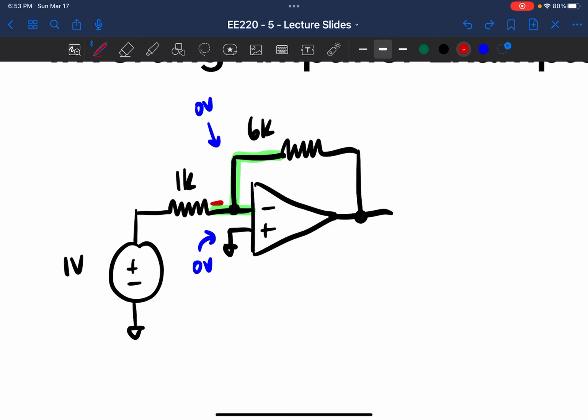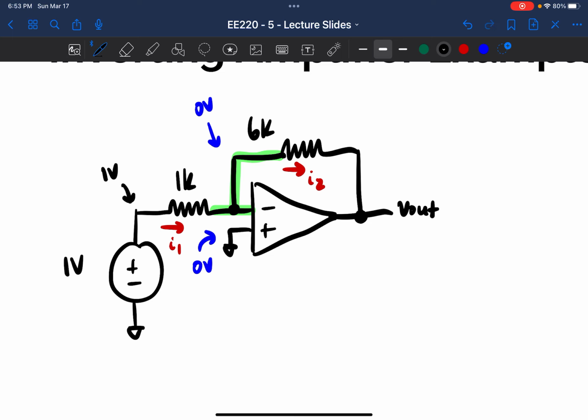So let's go ahead and write an expression for this current I1 and an expression for this current I2. We can set them equal to each other, and we can solve for V out. This node here is V out. And what is the voltage here? Well, if I have ground on this side of the battery, and I know it's a 1 volt source, then I know that my voltage here is 1 volt.